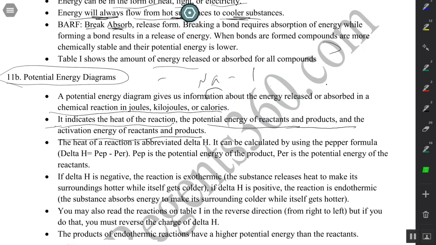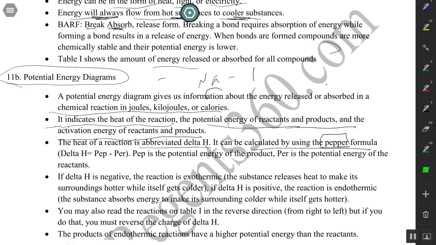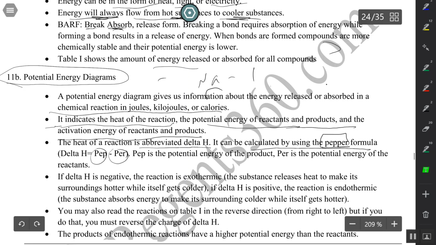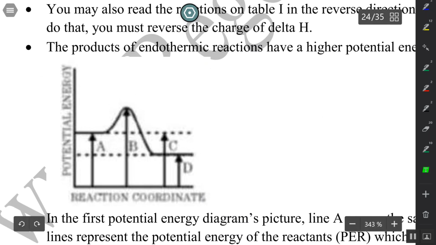All right. The heat of a reaction is abbreviated delta H. It can be calculated by using the PEP-PER formula. So the formula is really the potential energy of the products minus the potential energy of the reactants. The PEP minus the PER. Before I move on further, let me show you an example of a potential energy diagram. Here is what a potential energy diagram looks like.